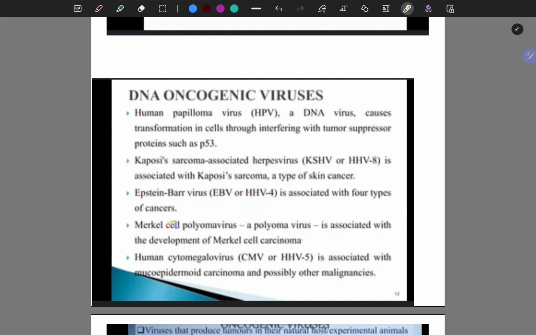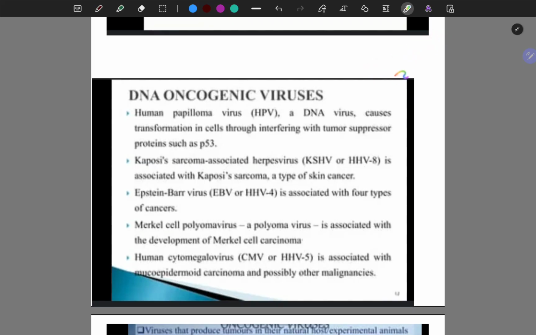There is another one called Merkel cell polyomavirus. So polyoma, oma is a tumor, so it causes Merkel cell carcinoma. Cytomegalovirus infection, which is human herpes virus type 5, causes mucoepidermal carcinoma. So in a nutshell, human herpes virus 4, 5, 8: Epstein-Barr virus infection is causing nasopharyngeal carcinomas.